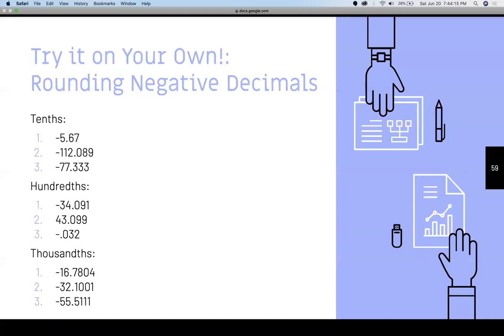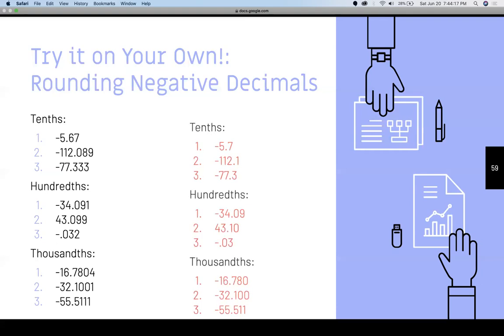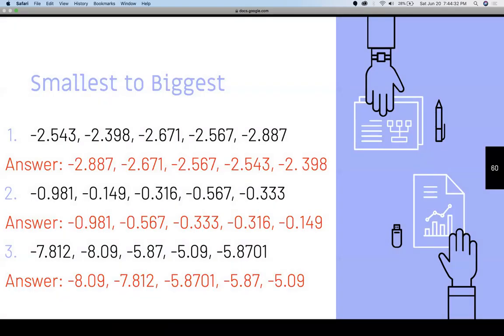Try it on your own, pause the video. I know you guys are probably pros, that you're a pro at this already. You can look at the answers, right? The first ones, I did 3 in the tenths, 3 in the hundredths, 3 in the thousandths. Again, if you want some more practice at rounding, the smallest to the biggest numbers, there's some more practice here.